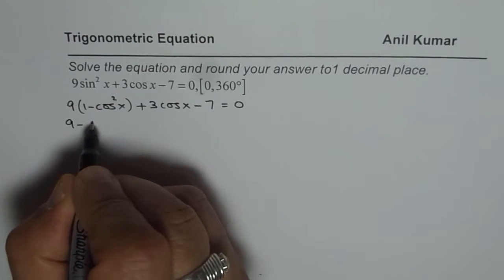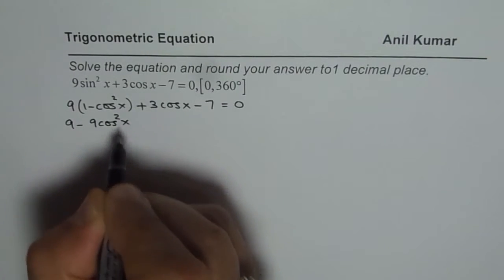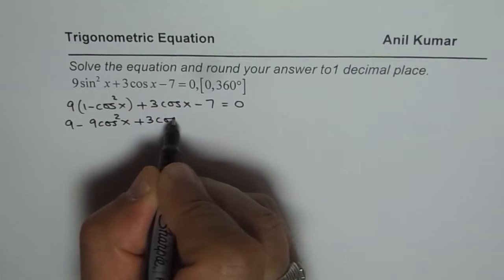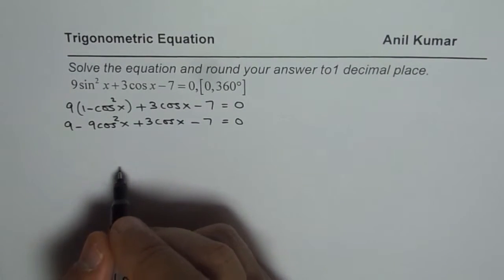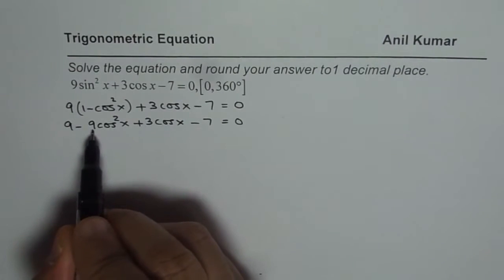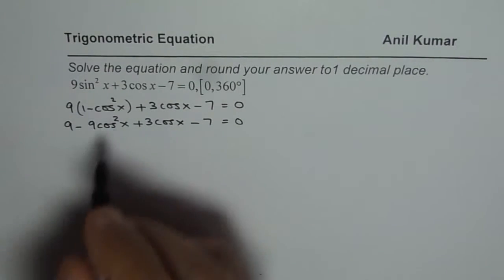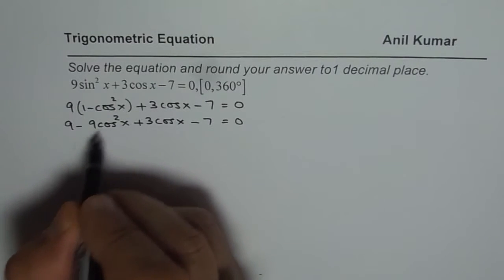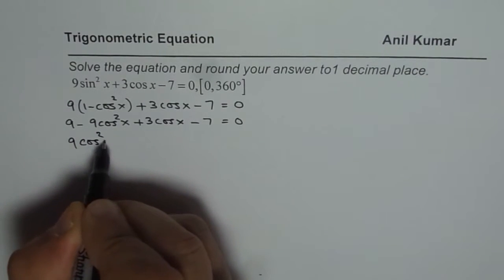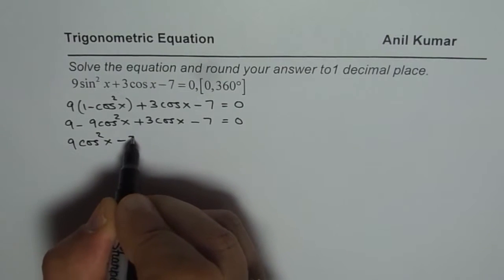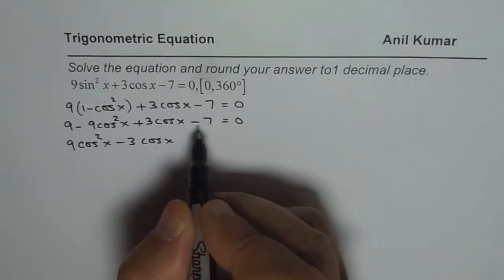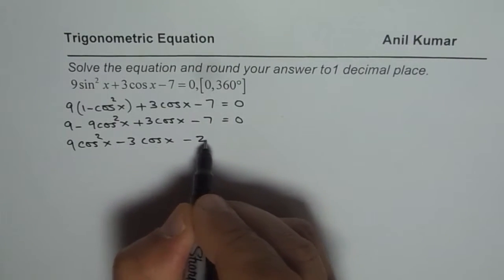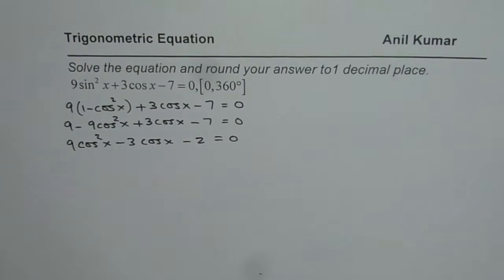So we get 9 minus 9 cos square x plus 3 cos x minus 7 equals 0. Combine these constants, and I also prefer to keep the leading coefficient positive. So I'll take all the terms to the right side. So we have 9 cos square x, we'll change the sign, minus 3 cos x. If I do 9 minus 7, I get plus 2. I'm taking it to the other side, minus 2, right? Go through this step once again. I did a lot of things here, right?